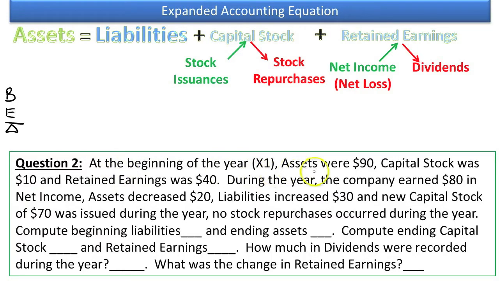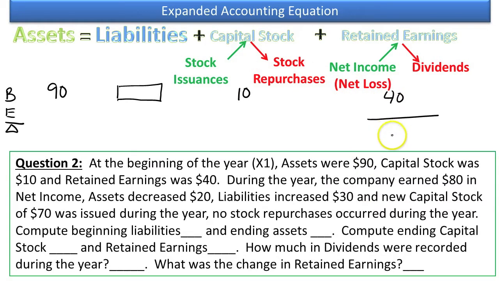At the beginning of the year, X1, assets were 90, capital stock was 10, and retained earnings was 40. So the missing piece of information for the beginning of the year expanded accounting equation is the liabilities. During the year, the company earned $80 in net income. What that means is this change in retained earnings is partially explained by net income. All these here explain why the accounts changed from the beginning of the year to the next.